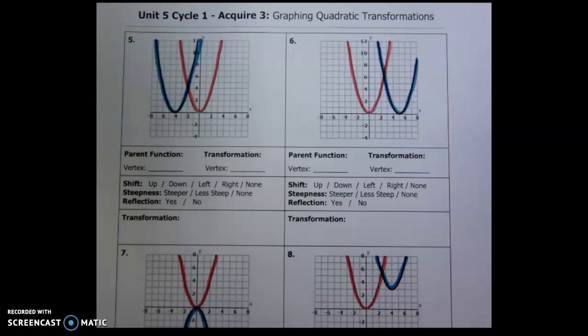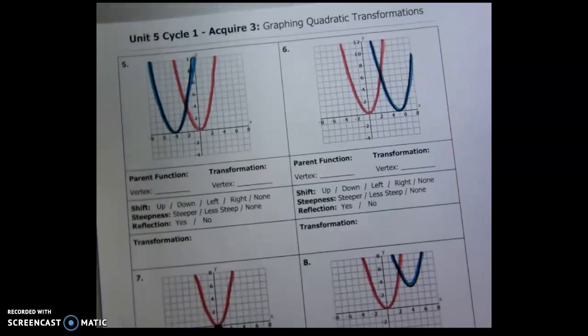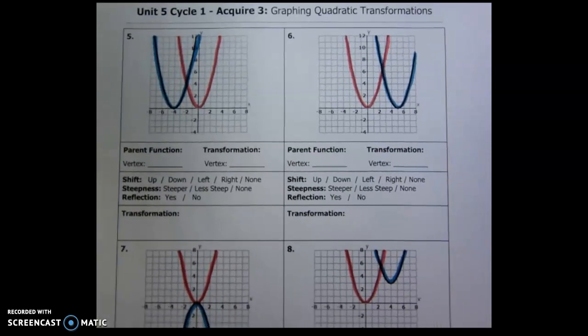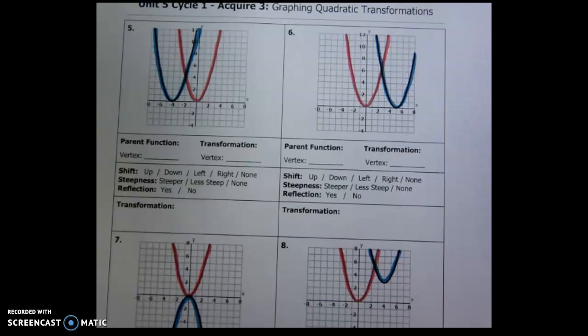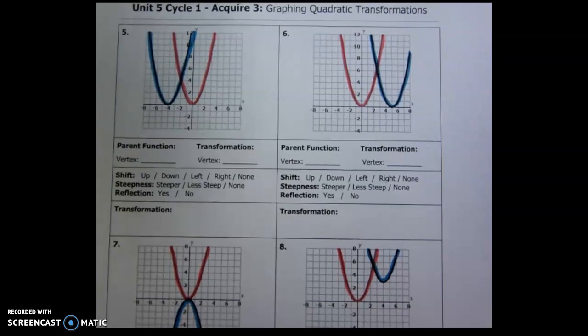Alright, sorry guys, part 2. Same thing, I put all my parent functions in red and all my transformations in blue, just for the sake of time. So if you ever need to pause it so that you can color it, please do so. Okay, that's the joy of videos.